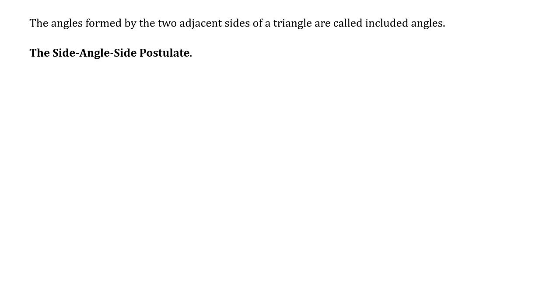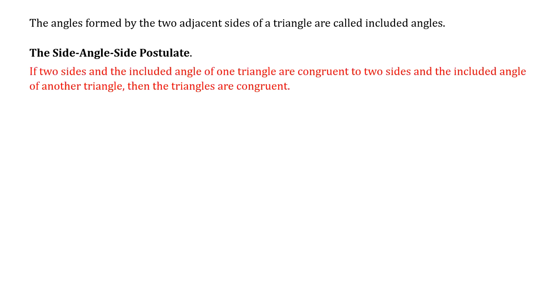Another new postulate we're learning is going to be side angle side. But before we do that, we need to know that the angle that's formed by 2 sides of a triangle, we're calling that angle the included angle. So where the 2 sides of a triangle meet, that vertex, that's the included angle. You'll see it in the picture. I'll talk through it in the picture.